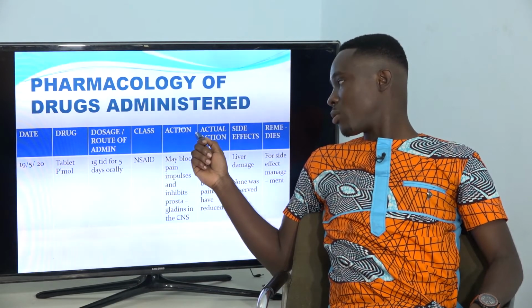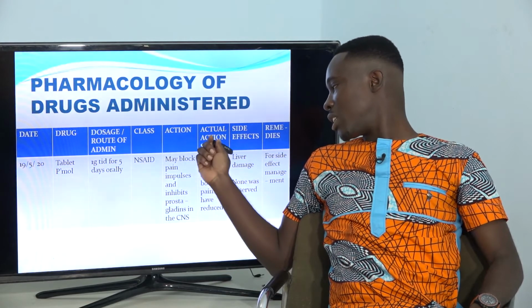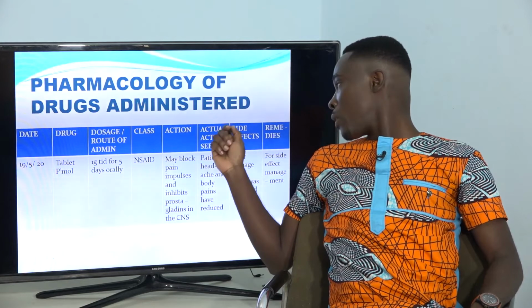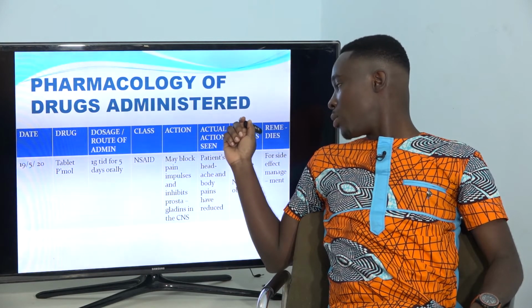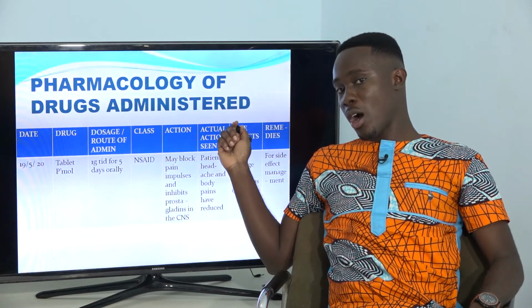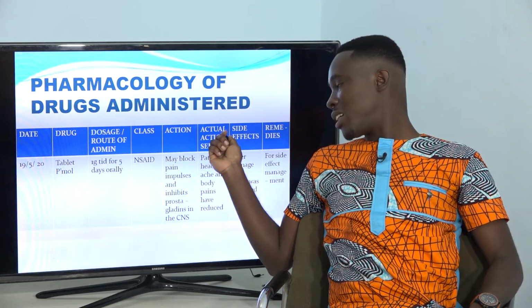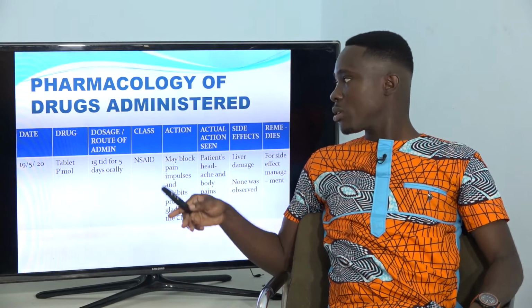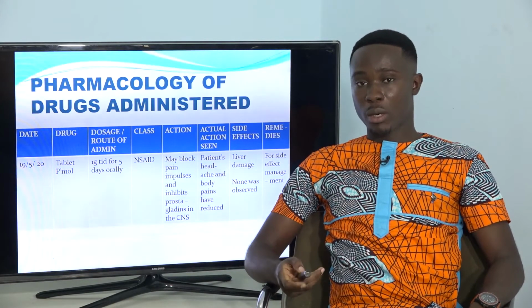Then the side effect of tab paracetamol is liver damage, and we didn't see that in the patient. So for the remedies, as I said earlier, that talks about if there were any side effects of the drug, how they were managed. So that is for pharmacology of drugs.